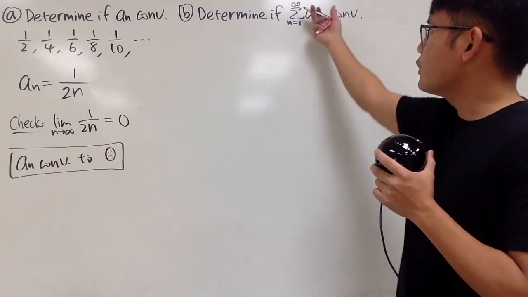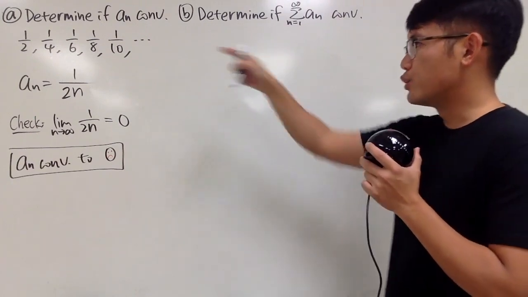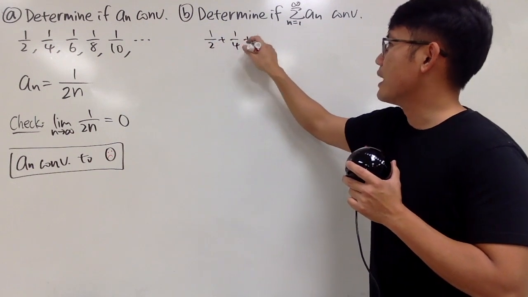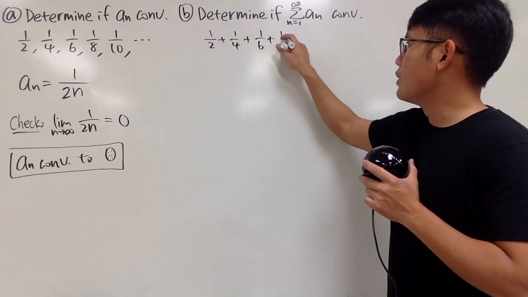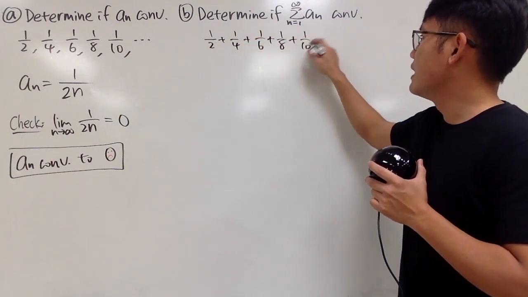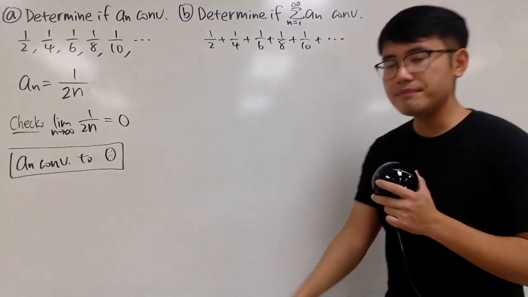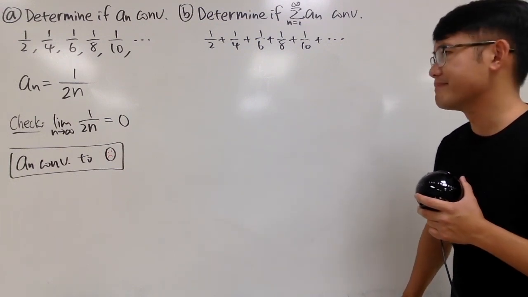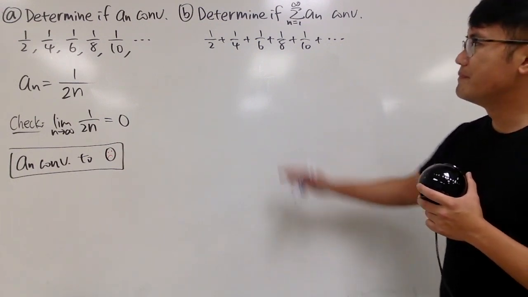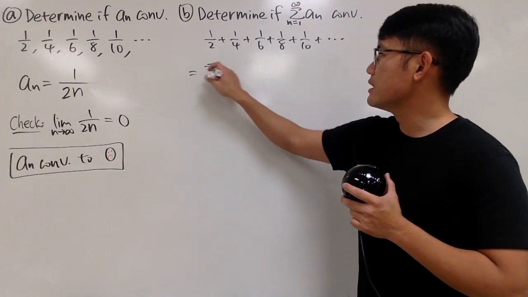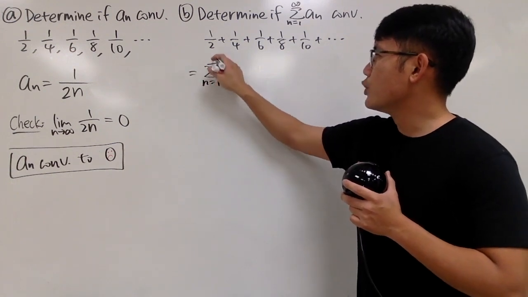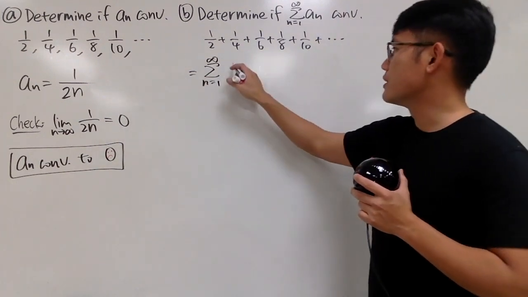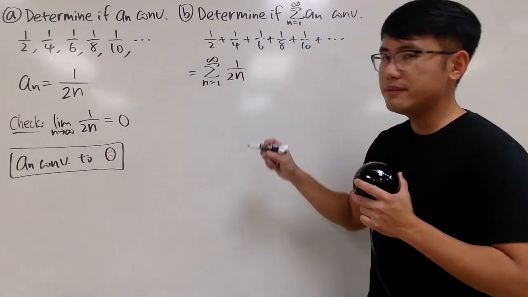And remember, the series is asking us to add up everybody. In other words, 1/2 plus 1 over 4 plus 1 over 6 plus 1 over 8 plus 1 over 10, and so on, so on, so on. We'll see if this converges or not. I will put down a summation form for you. This is the sum as n goes from 1 to infinity of an, which is what we found over there: 1 over 2n.